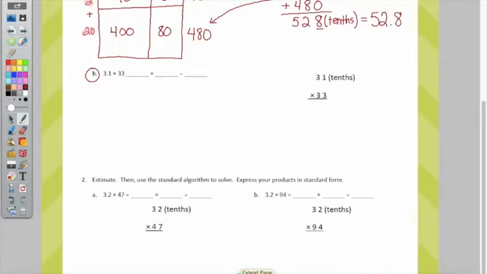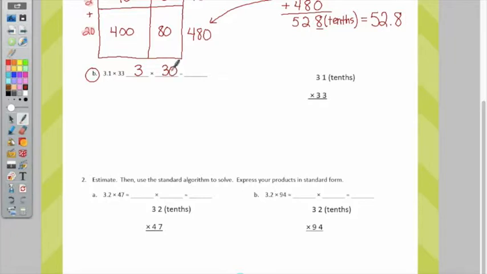Pretty much the same thing. We're going to round 3.1. Abdiel said just take off the decimal. Can I this time? Yeah. Because the 1 tells me it's going to stay the same. And 33 rounds to 30.